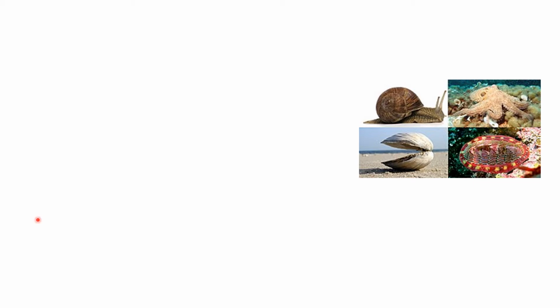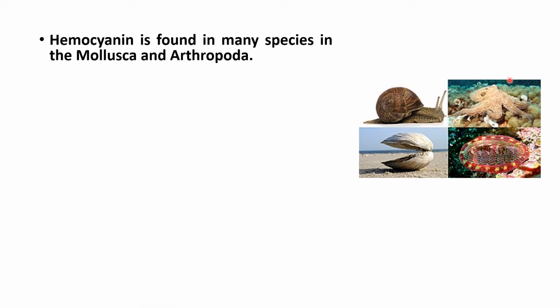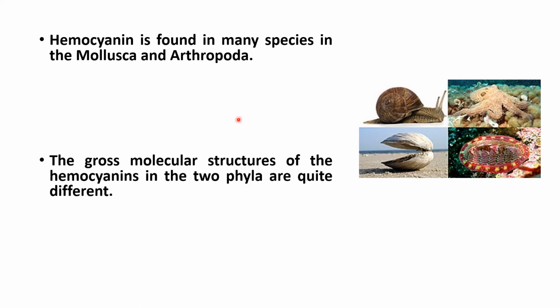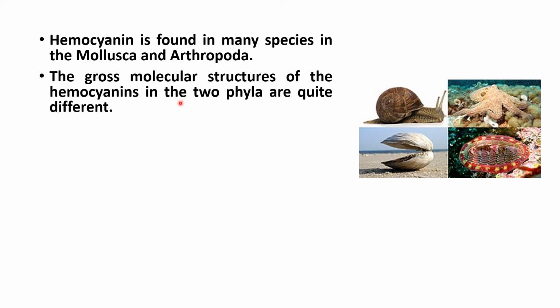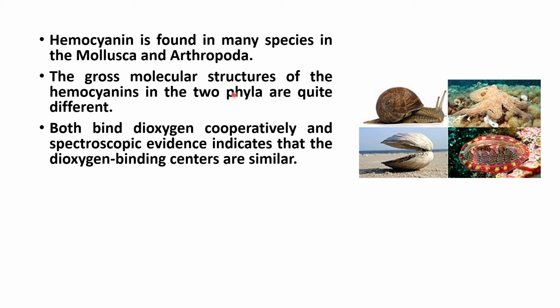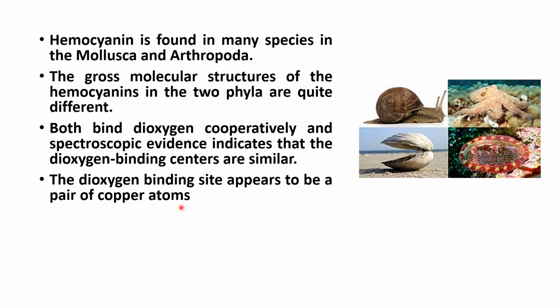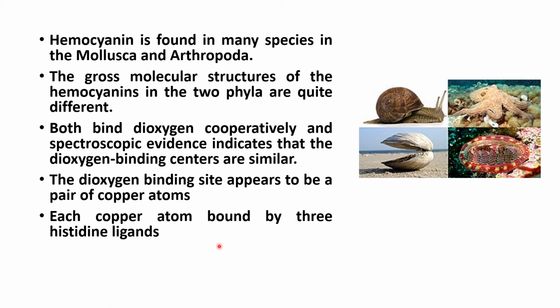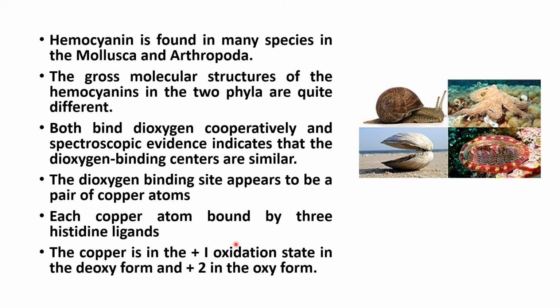Hemocyanin is found in many species in the mollusca and arthropoda. The gross molecular structures of the hemocyanins in the two phyla are quite different. Both bind dioxygen cooperatively, and spectroscopic evidence indicates that the dioxygen binding centers are similar. The dioxygen binding site appears to be a pair of copper atoms, each copper atom bound by three histidine ligands. The copper is in the +1 oxidation state in the deoxy form and +2 in the oxy form.